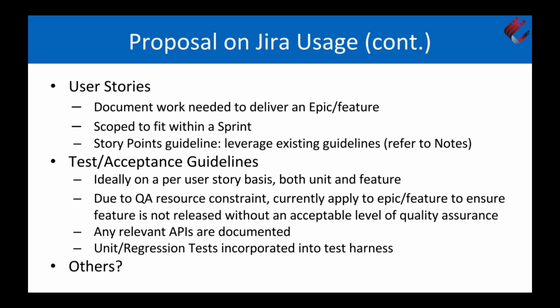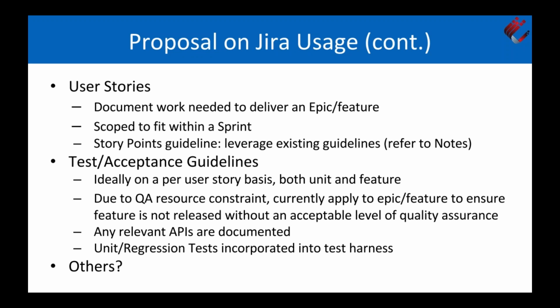And so that is going to create a bottleneck where we won't be able to finish off the user stories. So what we should try to aim for at this point is to have the QA requirements as part of the epics or features. And so that will gate us from releasing any features without an acceptable level of quality, right?